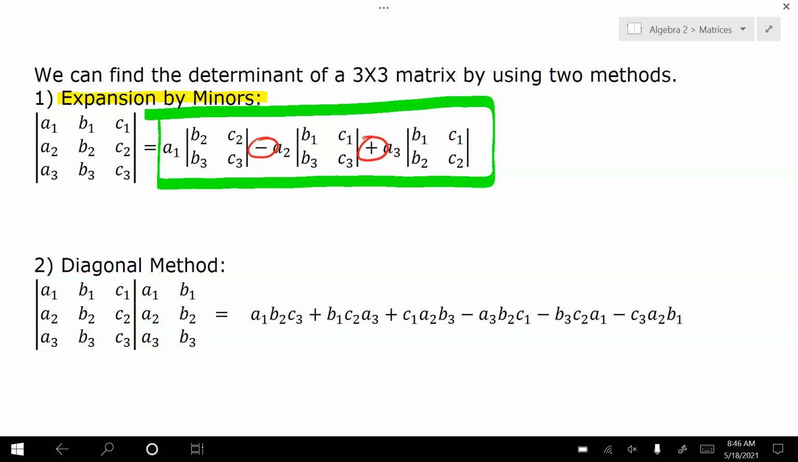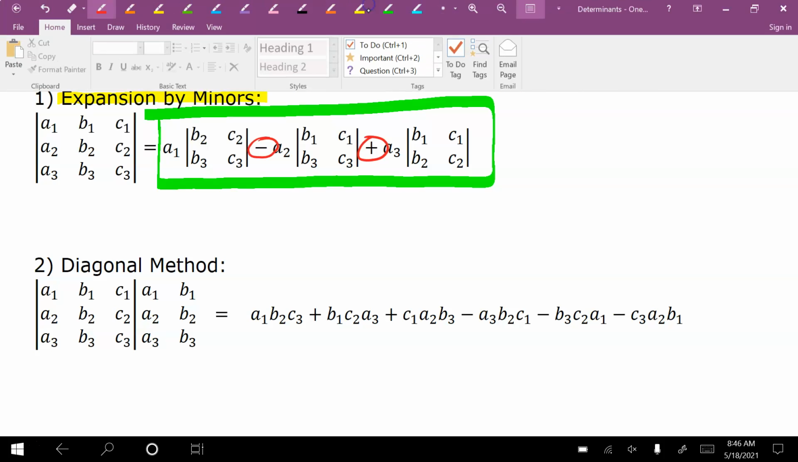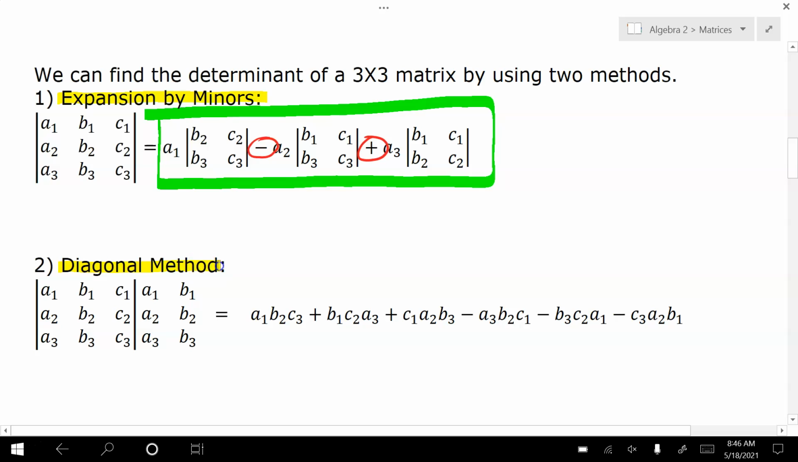Now the diagonal method is a little bit different. If you look at how they have it written, they have the same array of numbers, the A1, B1, C1, all the way down to A3, B3, C3. All of that's the same. But what they do is they add on 2 extra columns. It's the first 2 columns repeated. You're going to grab those first 2 columns and just write them right next to the determinant.